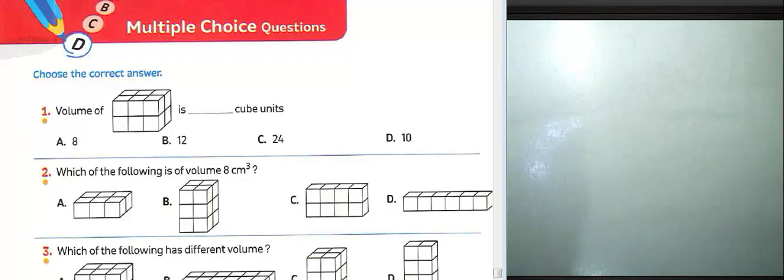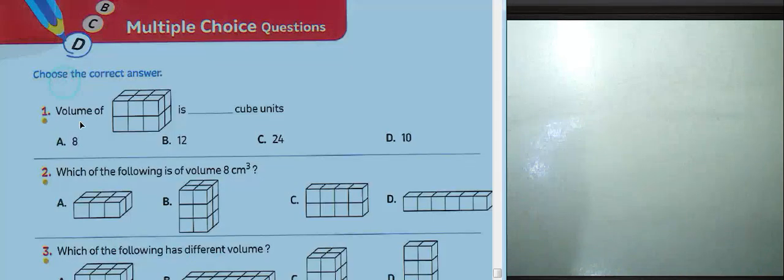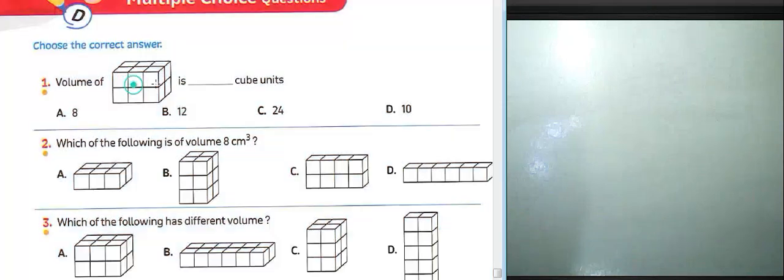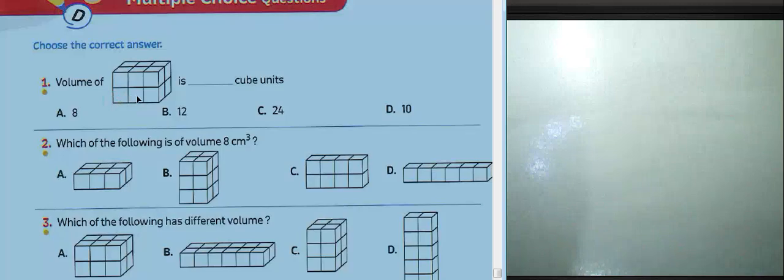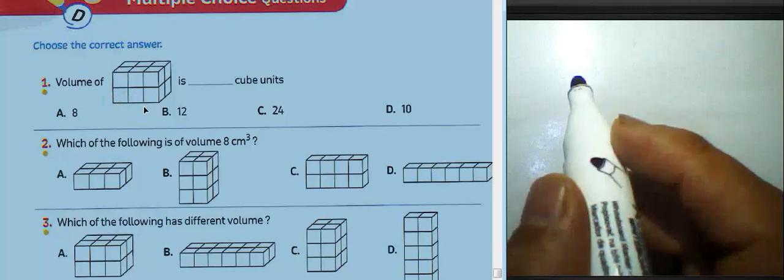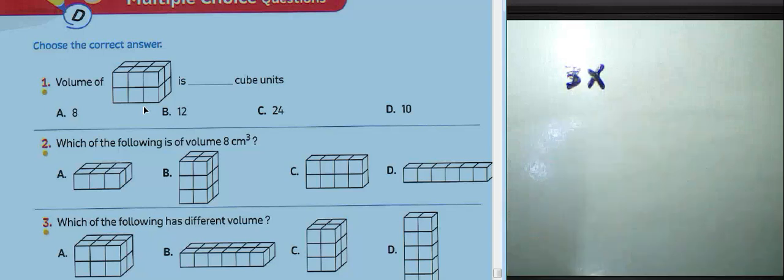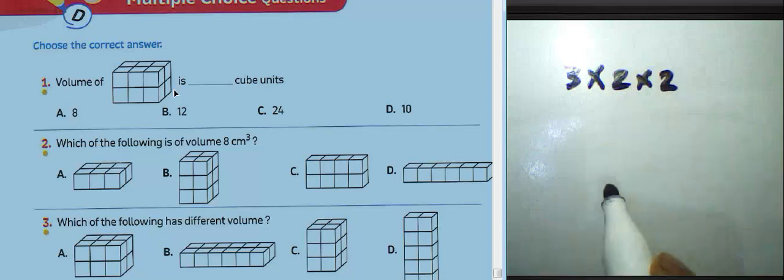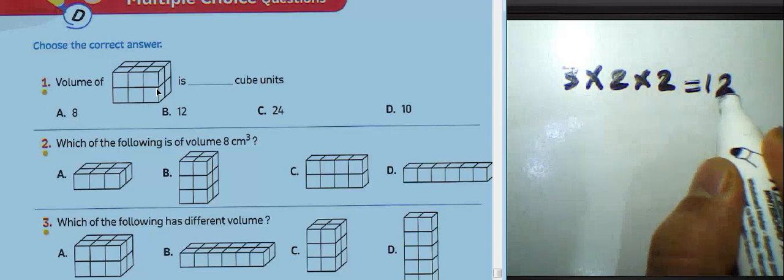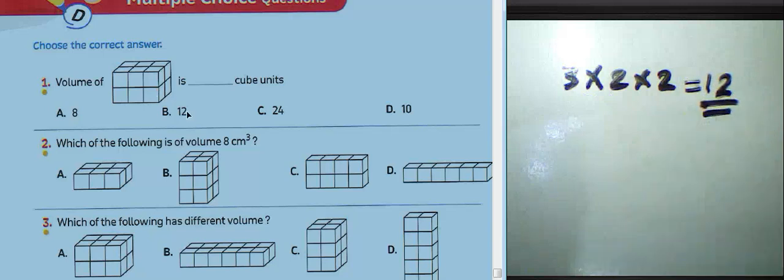Complete with me the multiple choice questions. Choose the correct answer. Number 1, the volume of this figure here is how many cube units? This cuboid, he asked about the volume. We can find the length and width and height. Count with me. 1, 2, 3. It's the length, 3, multiplied by the width 2, and the height 2. 3 times 2, 6, times 2 equals 12. Write 12. Letter B. Choose letter B.